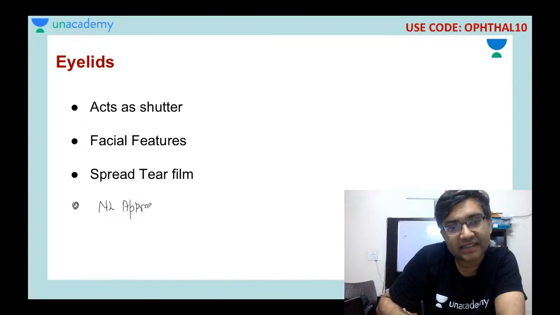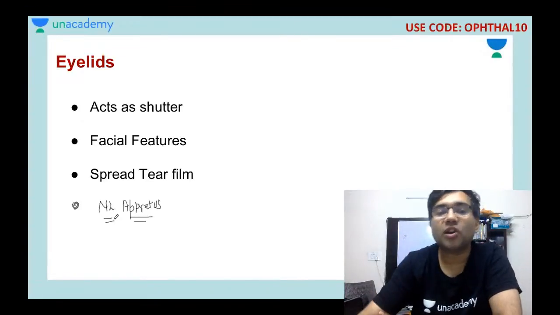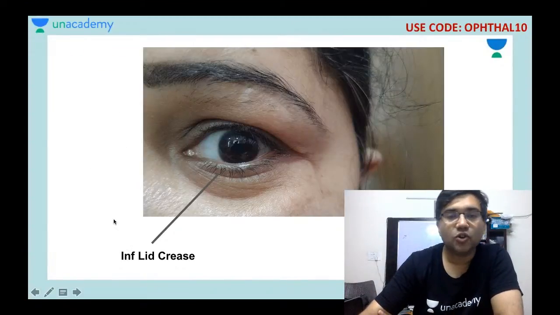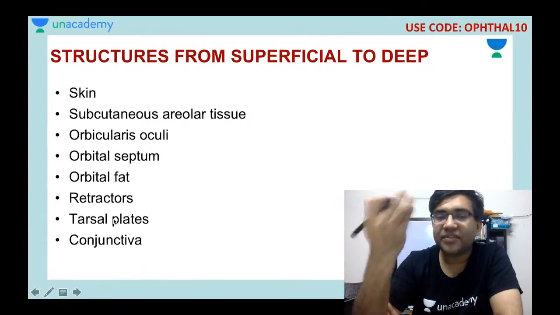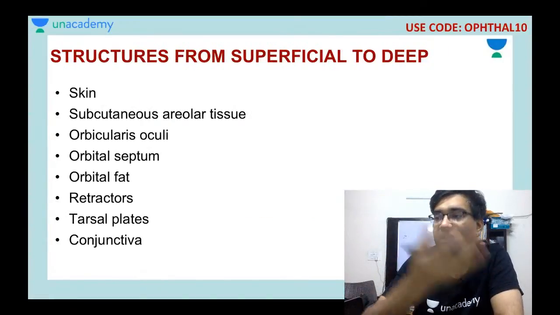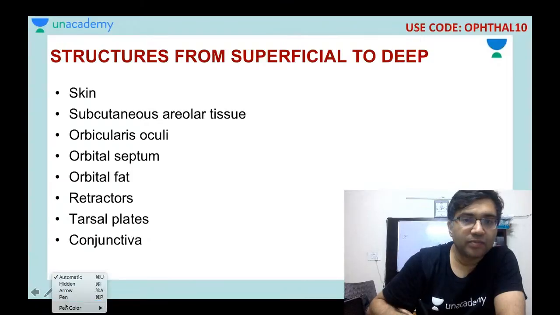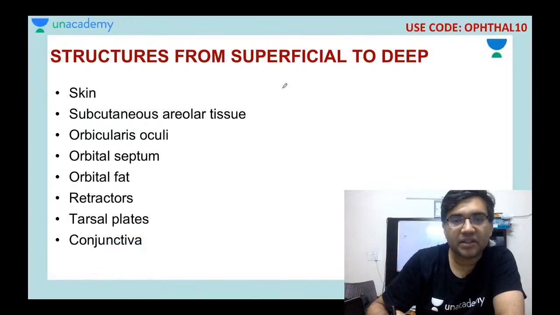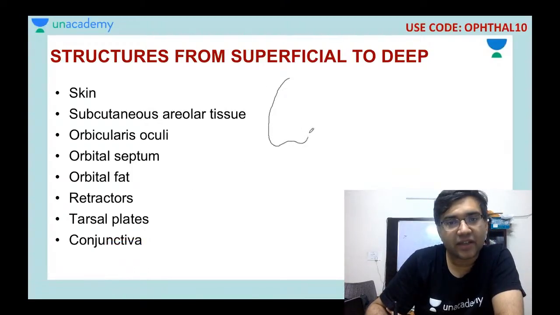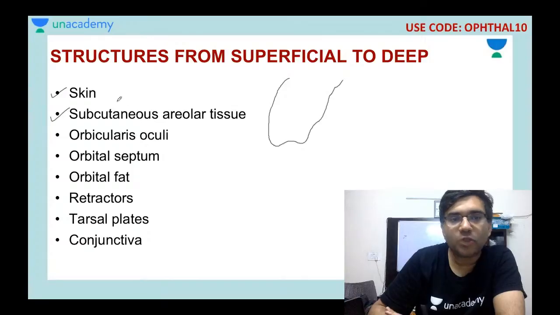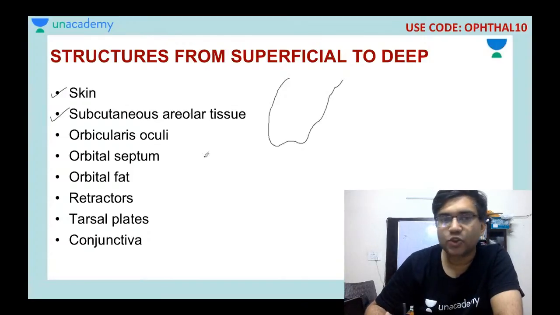Okay, that is the puncta and the canaliculi start from your eyelids. Okay, then what are the various structures in the eyelid? If I go from the superficial to deep, the first structure is our skin, followed by the subcutaneous areolar tissue.